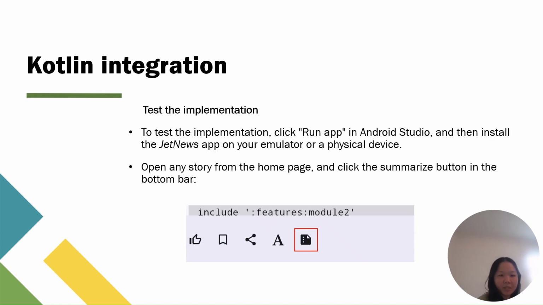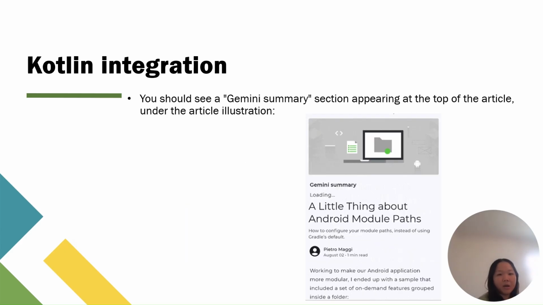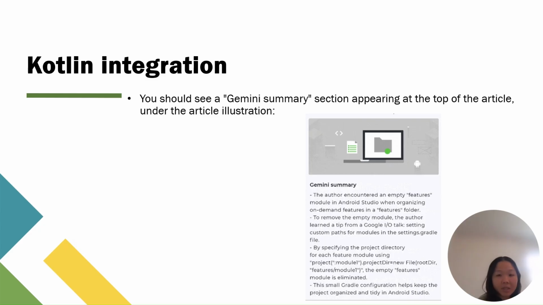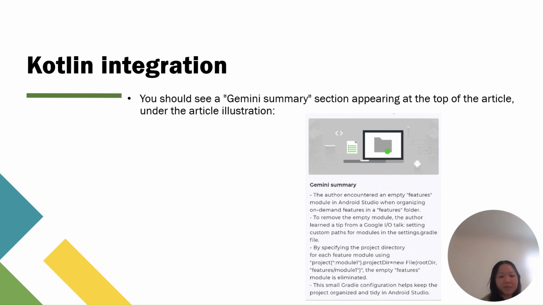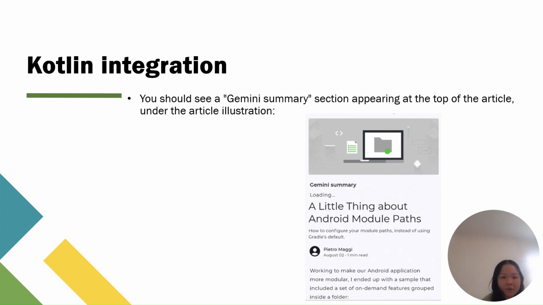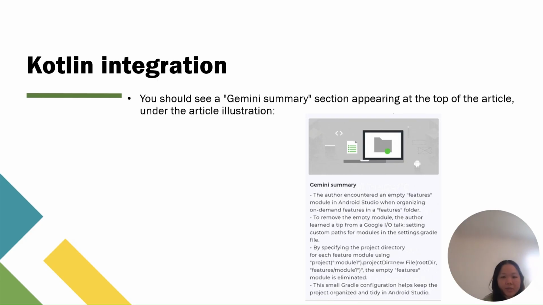Test the implementation. To test the implementation, click Run App in Android Studio and then install the JetNews app on your emulator or physical device. Open any story from the home page and click the Summarize button in the bottom bar that is shown below. You should see a Gemini summary section appearing at the top of the article, but under the article illustration, following the picture shown below.